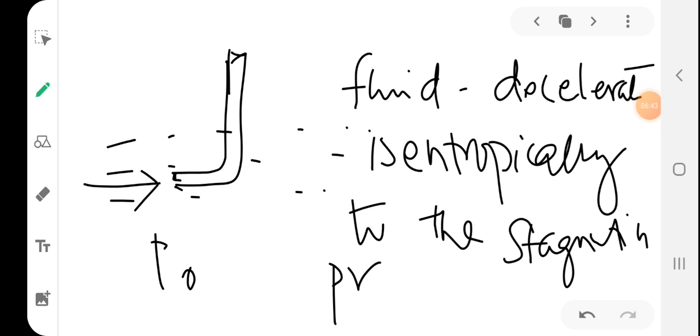Suppose the upstream static pressure is P1 and V1 is less than A1, which means this is subsonic flow. Okay, subsonic flow. Suppose I'm drawing another case where V1 is greater than A1, that is supersonic flow.